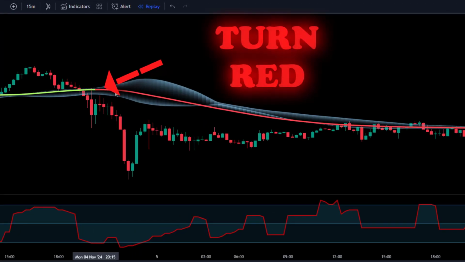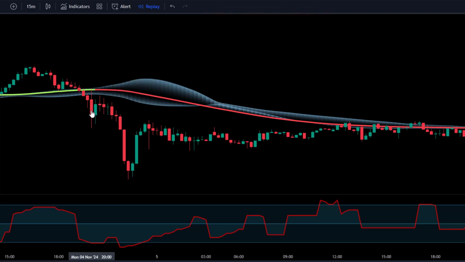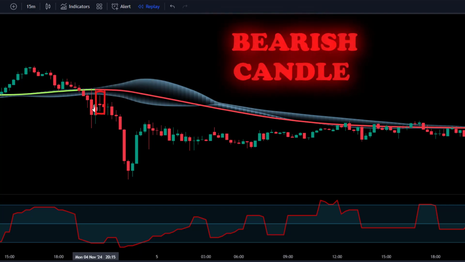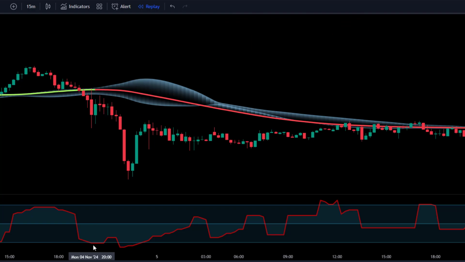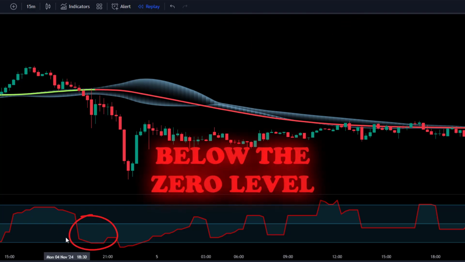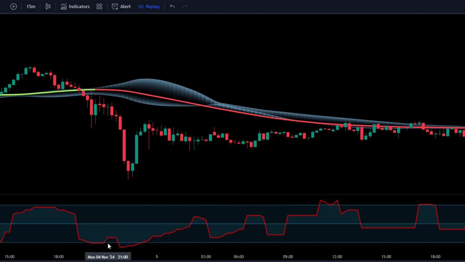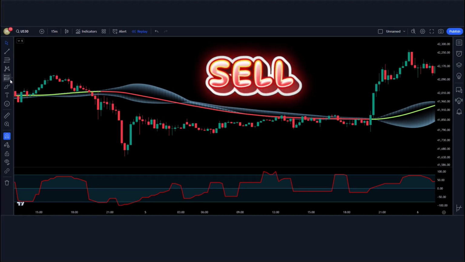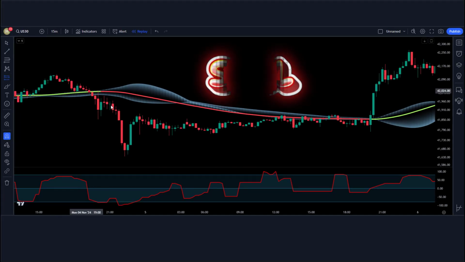When the adaptive Kalman trend filter indicator makes the adaptive Kalman filter line turn red, when the market has formed a bearish candle, and when the plot line of the Aroon Oscillator indicator is below the zero line, if this condition is fulfilled, then we will place a sell order.